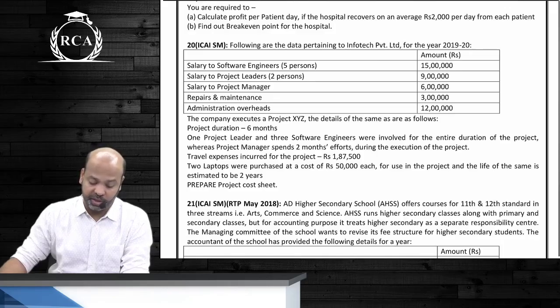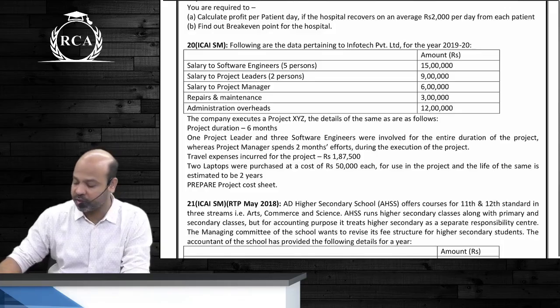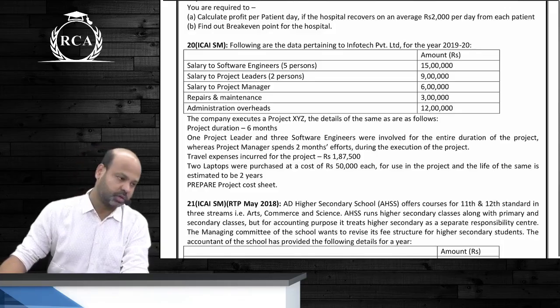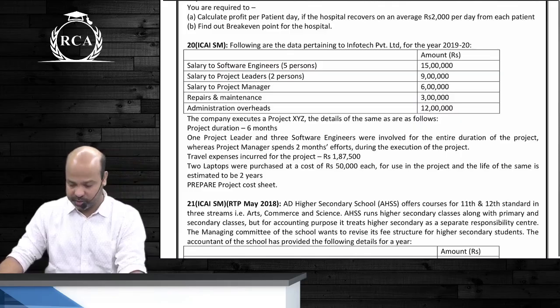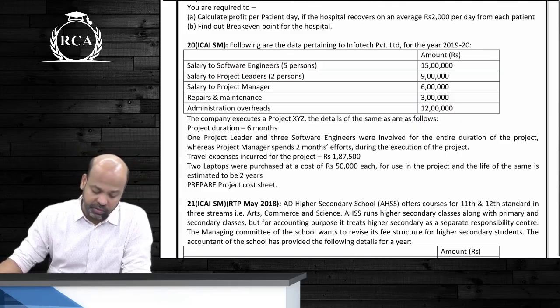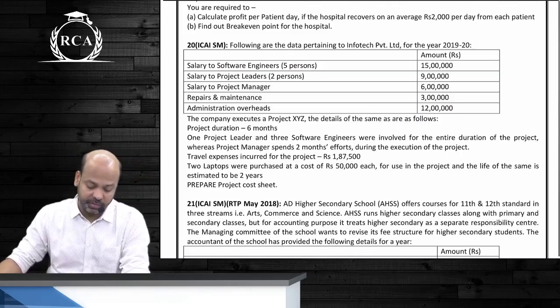Whatever details were given above, is that for a specific project or for the entire organization? We will use the entire organization's data in order to arrive at the cost sheet of a specific project. The company executes a project XYZ. The details of the same are as follows.